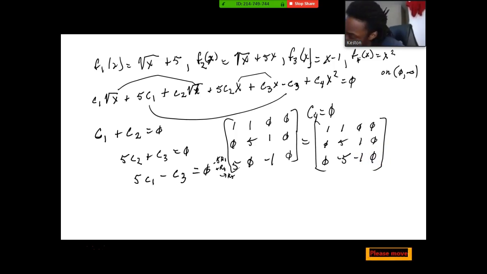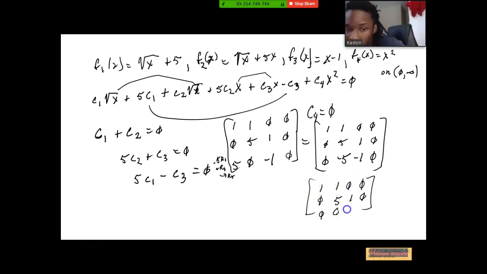Okay? What I'm going to do is add the two bottom rows together. And what you get is 1, 1, 0, 0, if my pen was right. Okay. 0, 5, 1, 0, if my pen was right. Okay. Add the bottom two rows together. 0, 0, 0, 0. Okay. Now what does that mean?